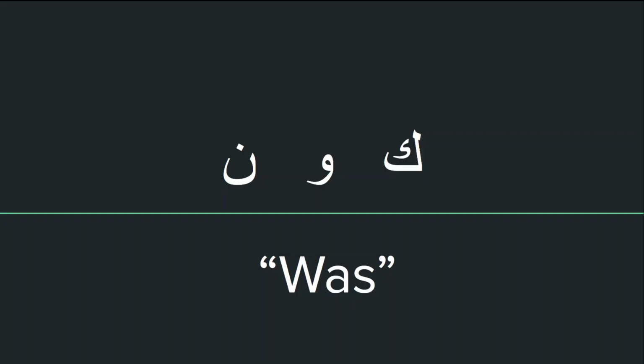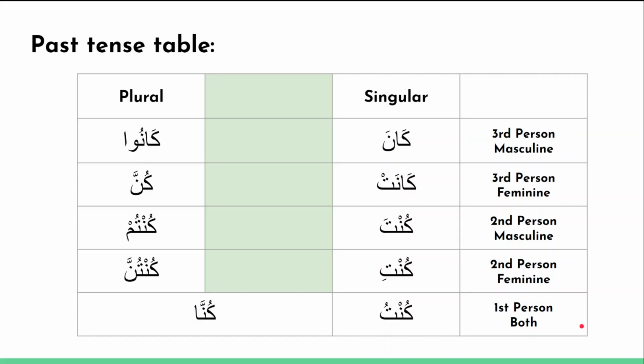Okay, so now let's take a look at Kaana. The three root letters for Kaana are kaf, waw, and noon. So you'll notice that this is not a regular verb. Why? Because of the waw here. This waw is what makes this an irregular verb. And so kana in Arabic means was. Let's see how we actually conjugate this for the different persons. If I want to say he was versus she was, they were, how do I say that in Arabic?